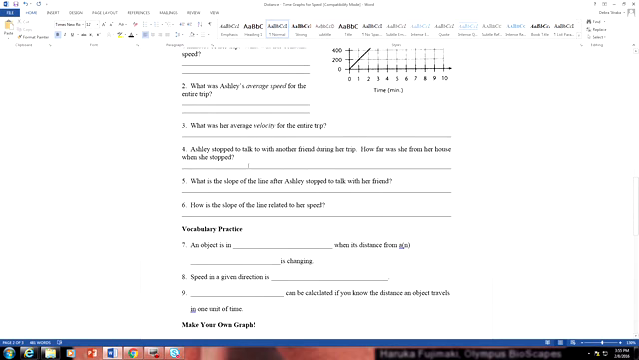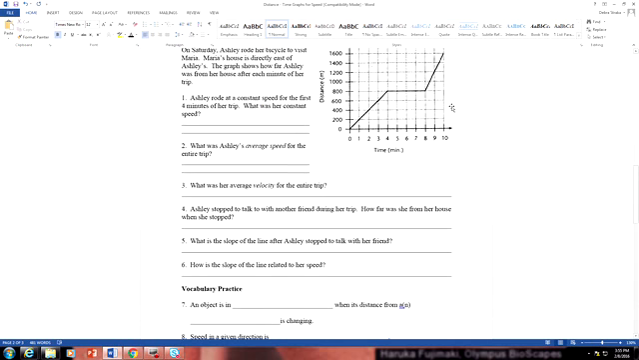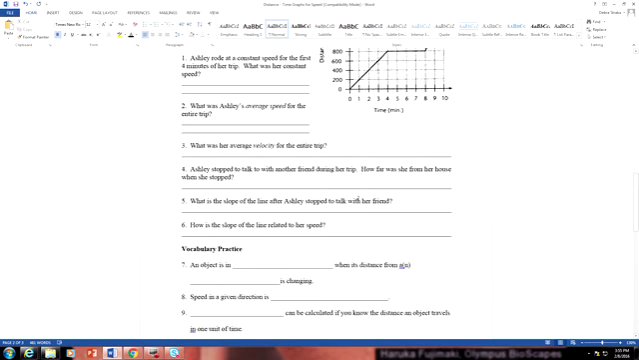Number 4, Ashley stopped to talk with another friend during her trip. How far was she from her house when she stopped? So look at what shows where her stop is on this graph, and then see what distance she was from her house when she stopped. Go ahead and hit pause and write that in.